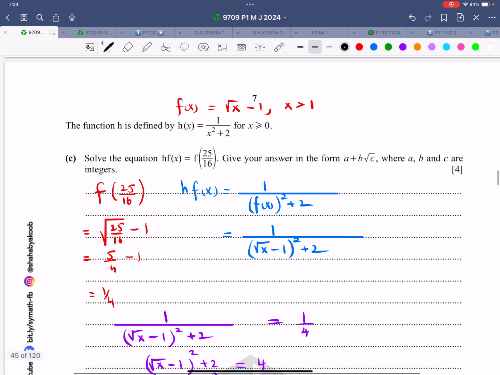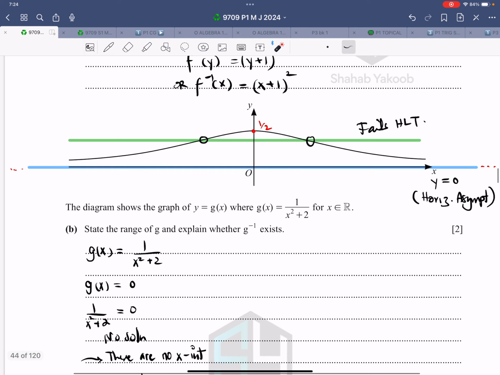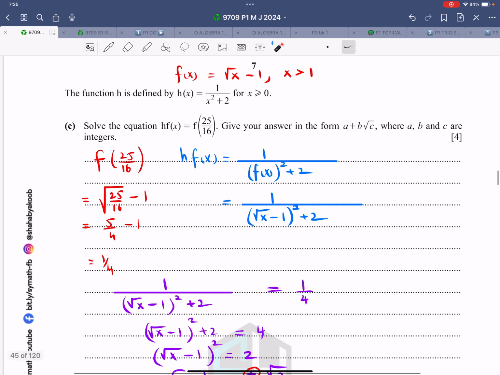Now let's move on. The next part. Now it says the function h is defined by h(x) as 1 over x squared plus 2. That's the same function. And x is greater than or equal to 0. So now they are focusing only on this part. x is greater than or equal to 0. That's a part of the graph. Solve the equation h(f(x)) is equal to f of 25 over 16.